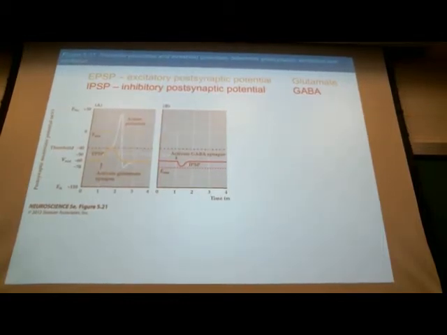Okay, so let's talk in the last 15 minutes or so about excitation and inhibition. We just talked about acetylcholine as an excitatory receptor. Whether something is excitatory or inhibitory really depends on what effect it has on the membrane. I told you before that EPSP stands for excitatory postsynaptic potential. Likewise, IPSP stands for inhibitory postsynaptic potential.